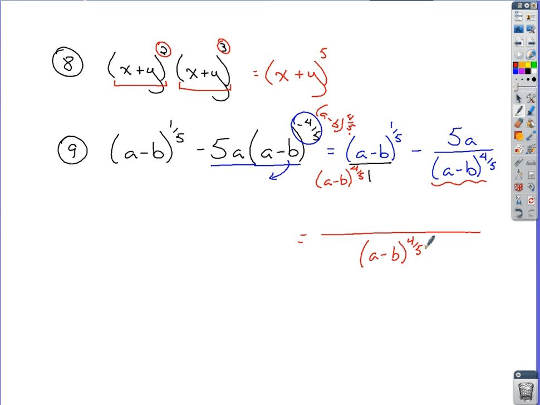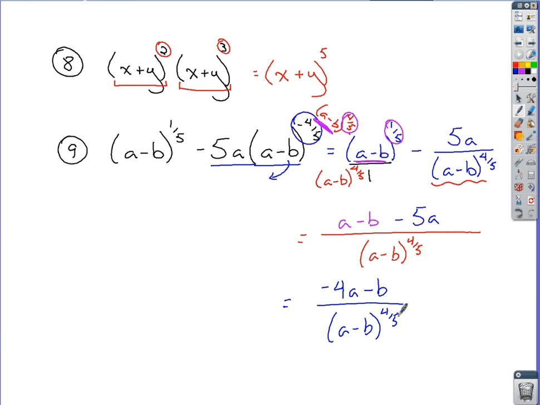You've got these common quantities of a minus b as your like bases, so add those exponents. 4/5 plus 1/5 is 1, so conveniently that's a minus b to the first minus the 5a. If we collect some like terms, well, a minus 5a is going to be negative 4a minus b all over a minus b to the 4/5. That's your answer.